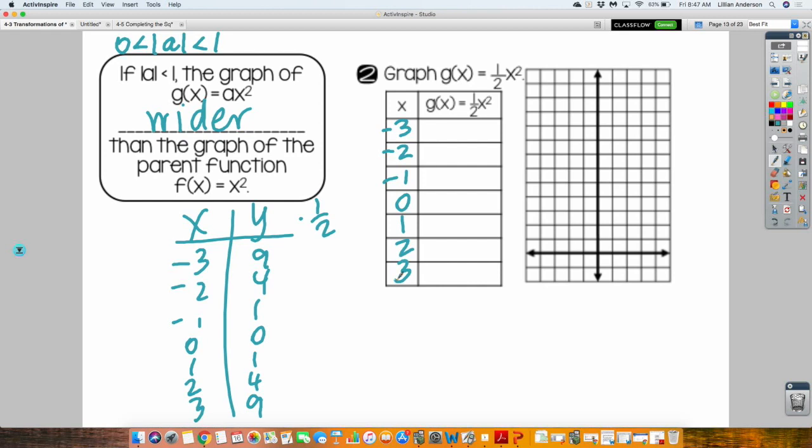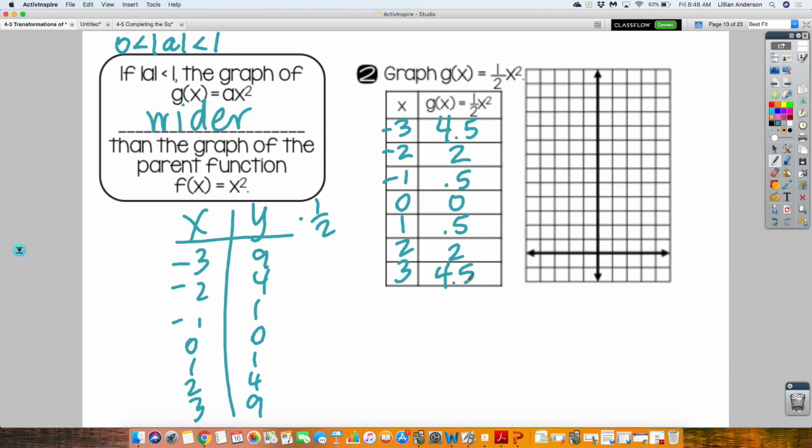What's 9 times 0.5? Or what's half of 9? 4.5. 4 times 1/2. What's half of 4? 2. What's half of 1? 1/2. What's half of 0? Nothing. 0. And then it repeats. Okay, half of 1 is 0.5. Half of 4 is 2. Half of 9 is 4.5.